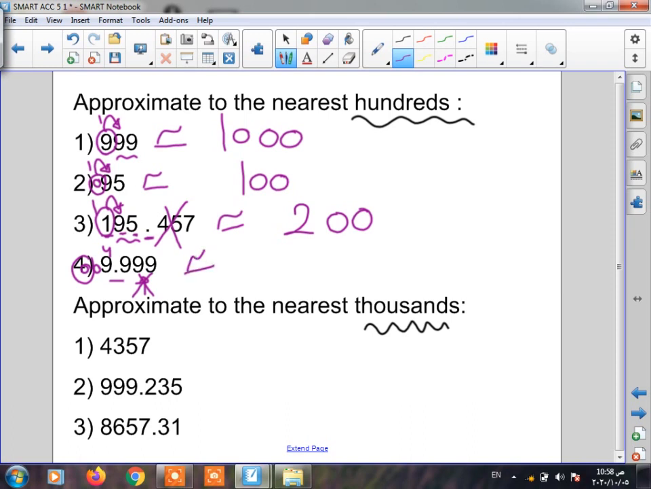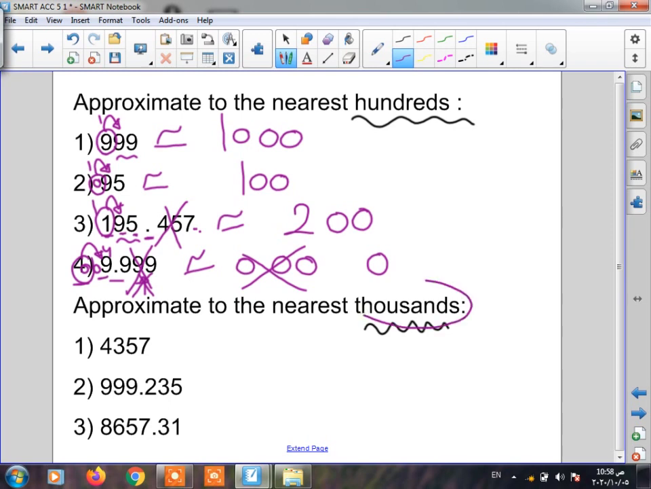I have a decimal. Forget it, as in the previous example. How many digits before the circled one? 2 digits. Change it into 20. Look at the previous digit. It is 0. 0 is from which group? 4 or less. Let me rest. It means the circled digit stays as it is. Next one, approximate to the nearest thousand.